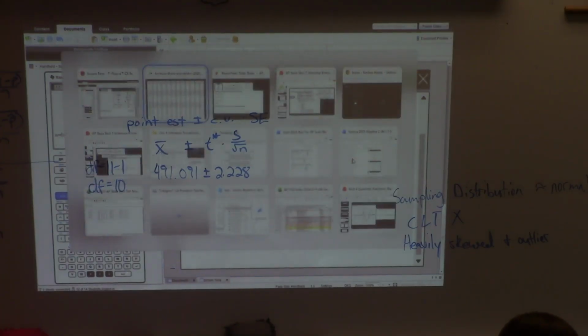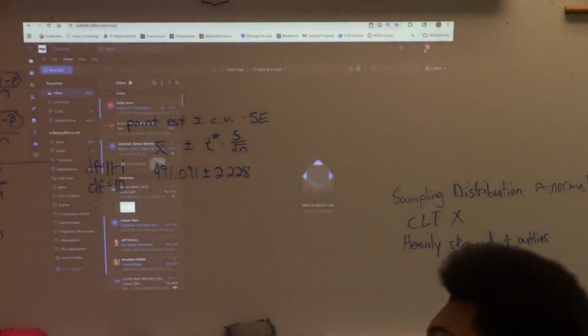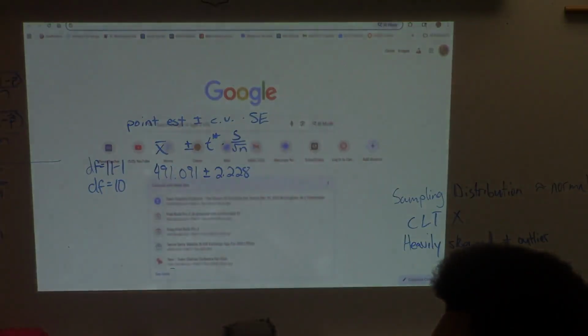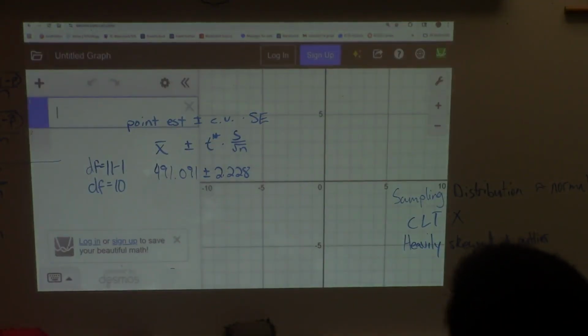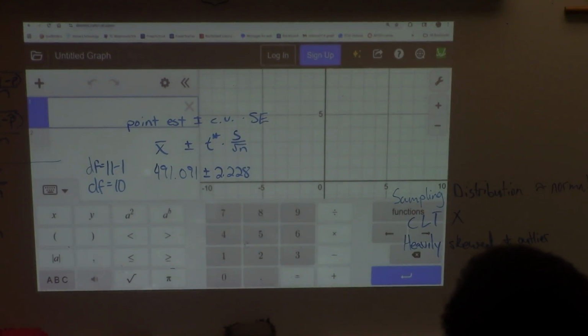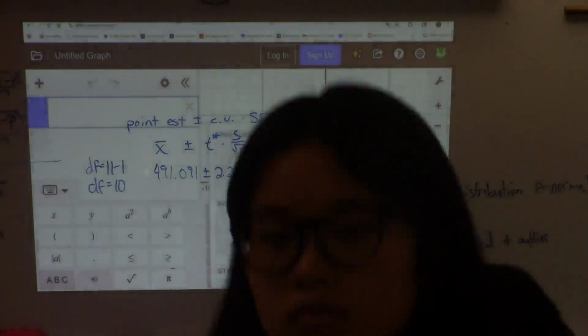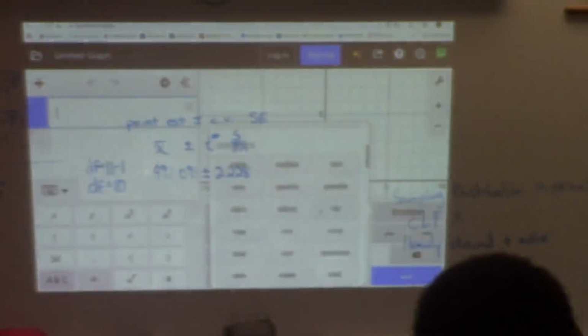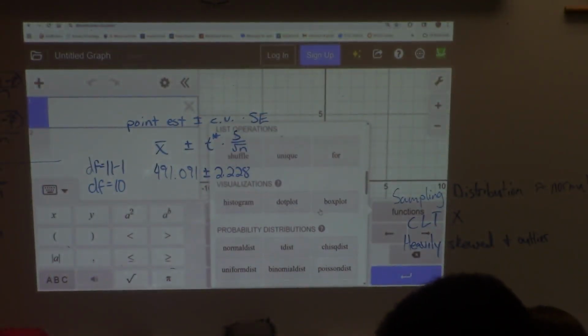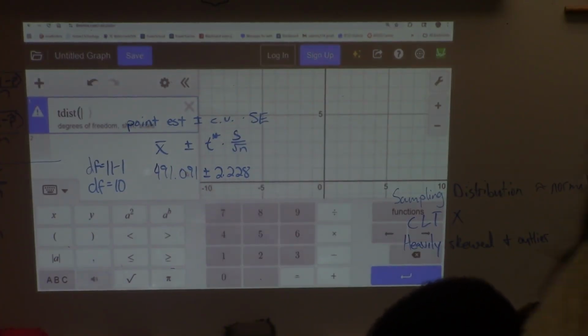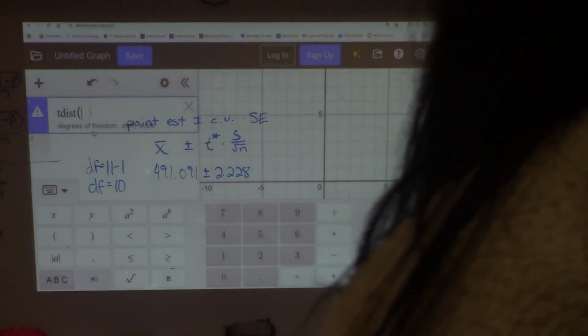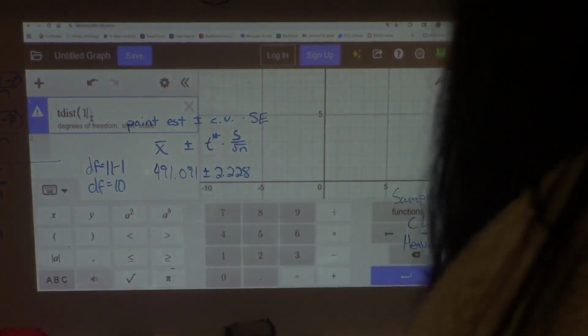I will point out for anyone, on the actual AP exam, you will have this option here in Desmos. Don't we have a limited Desmos now? I think so, but I think you still should have access to this stuff. If I go down to probability distributions and look at t distribution, what does it ask for first up here? Degrees of freedom, which is 10. And then I'm going to zoom in some.